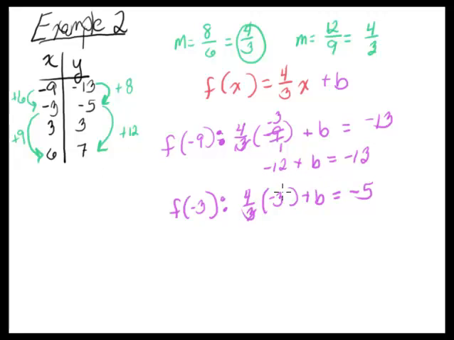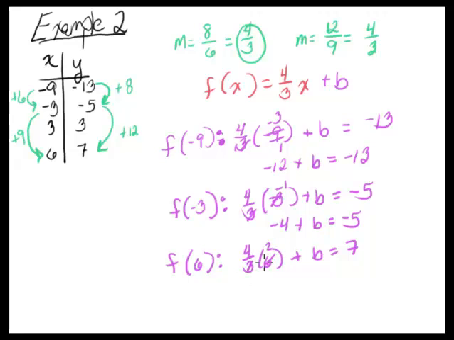So 3 and negative 3 are both divisible by 3, so this would give us negative 1. 4 times negative 1 is negative 4. Negative 4 plus b, negative 5. And if we want to look at one more, f of 6, you probably figured out the rule by now. But f of 6, 4/3 times 6 plus b is supposed to equal 7.